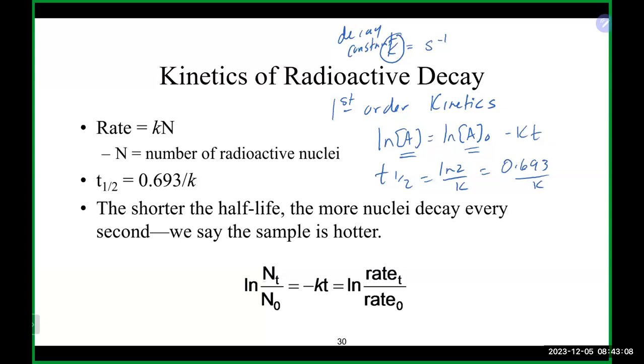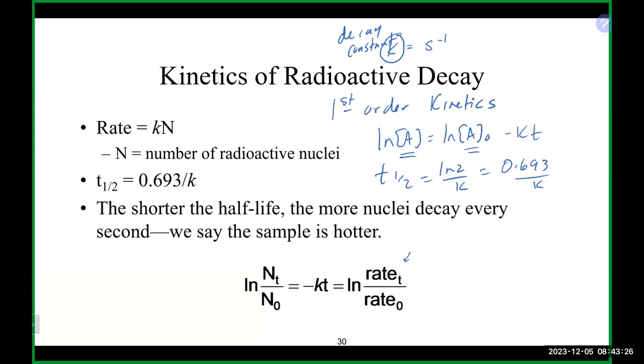and N for nuclide, because we're talking about nuclides radioactive decaying. So instead of concentrations, that is what those things are. And once again, you could use rates of radioactive decay instead of concentrations.